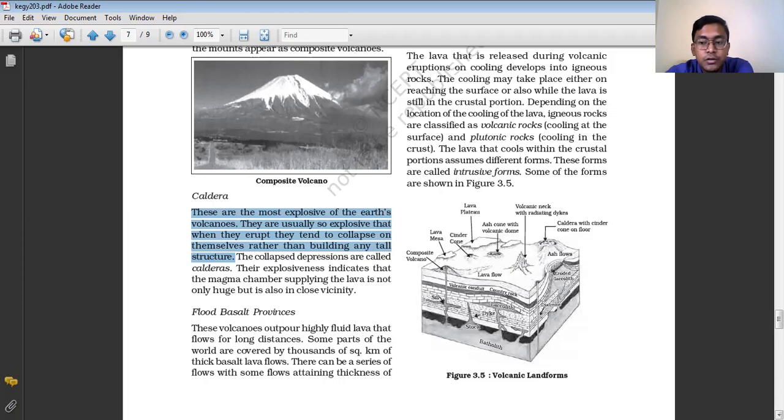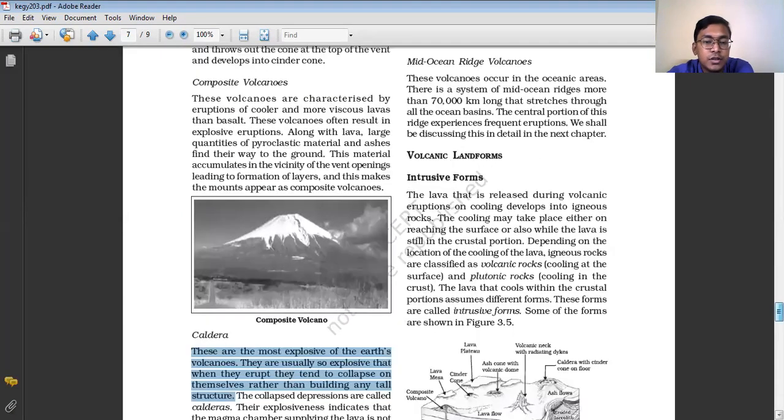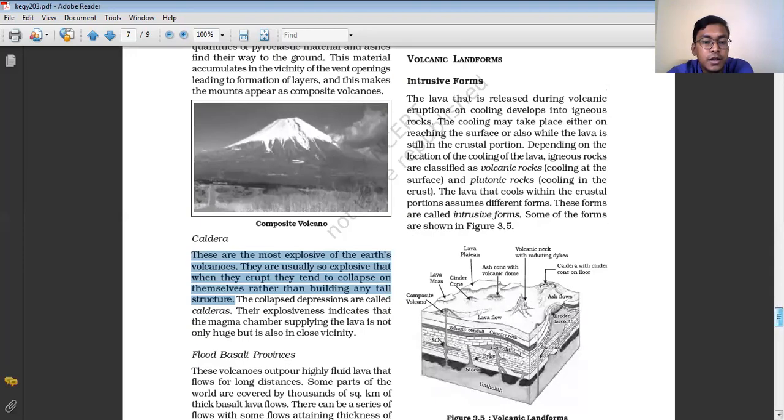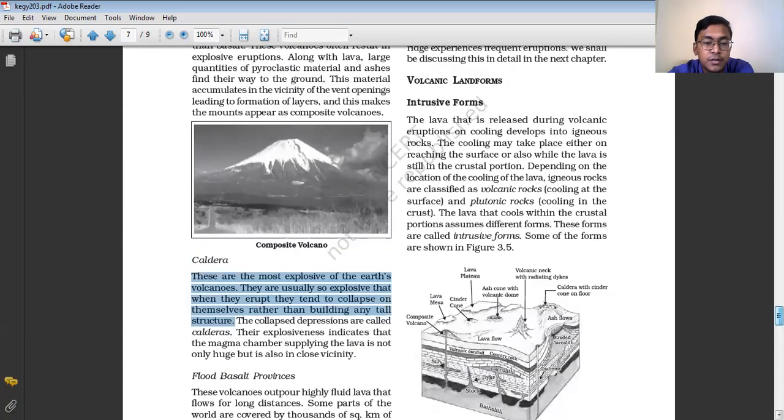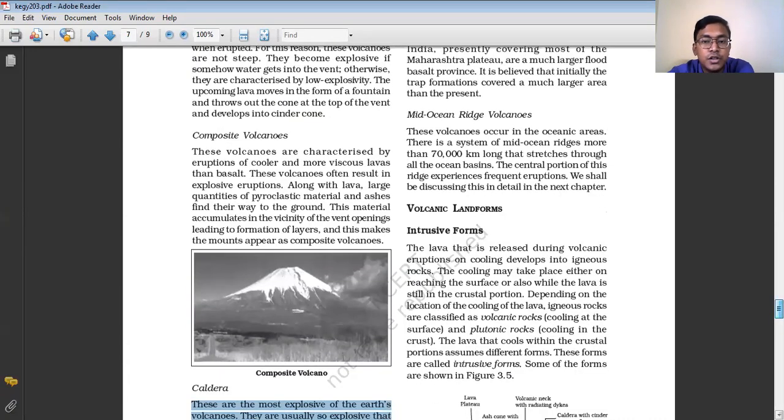So the shield volcano, the composite volcano, the caldera, these are the different types. And the fourth type is the flood basalt provinces. So two more types are there, which are the flood basalt provinces and the mid-oceanic ridge volcanoes.